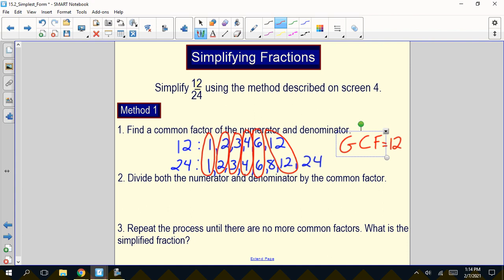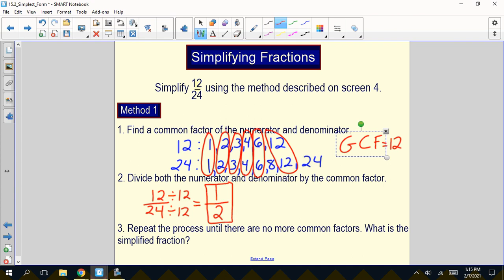So if we look at this, we're going to go 12 over 24. We're going to divide the top by 12. And whatever we do to the top, we have to do to the bottom. So we divide the bottom by 12. 12 divided by 12 is 1. 24 divided by 12 is 2. And since we know that the only thing that goes into 1 and 2 is 1, we know that's in simplest form.